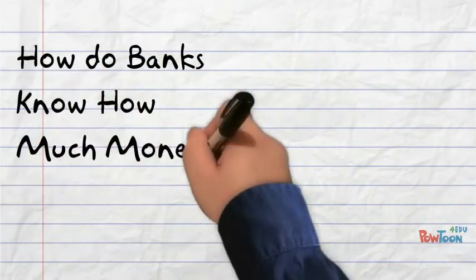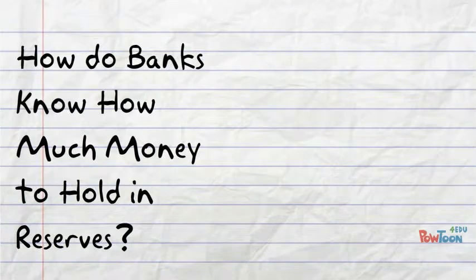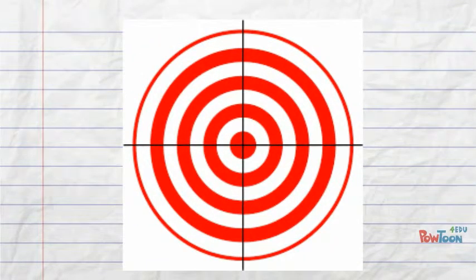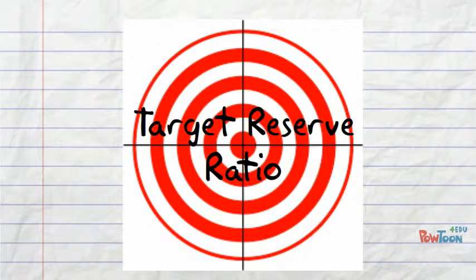How does the bank know how much money to hold in reserves? By trying to maintain a reserve ratio, which is the amount of money from a deposit that the bank holds in relation to the amount from the deposit that it loans out. The bank sets a target for this ratio. This means that after every deposit that is made, the cash held in reserves is adjusted to satisfy the target ratio.